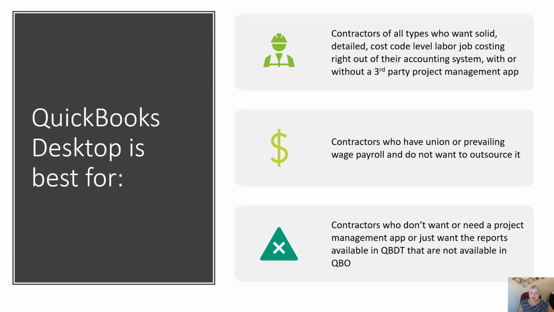QuickBooks Desktop, I'd say, in my opinion, is best for contractors of all types who want solid, detailed, cost code level job costing, including cost code level labor job costing, right out of their accounting system or without the third-party project management app. Definitely contractors who have union or prevailing wage payroll and don't want to outsource it. You are not going to want to even attempt that in QuickBooks Online. I haven't dug into it much, but just know.